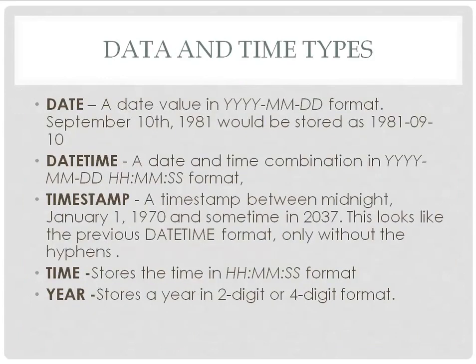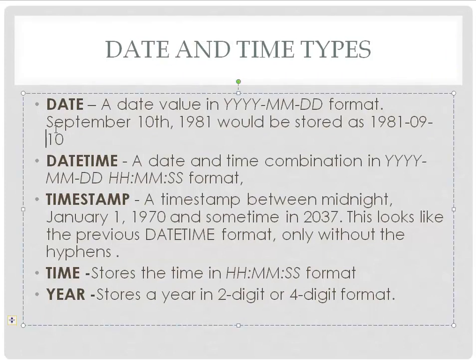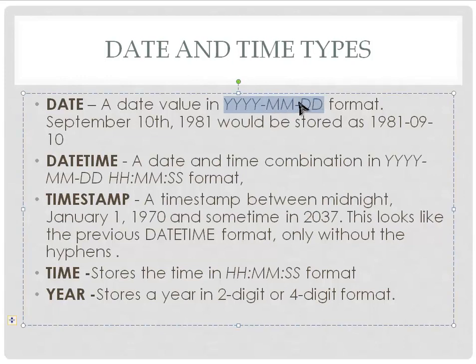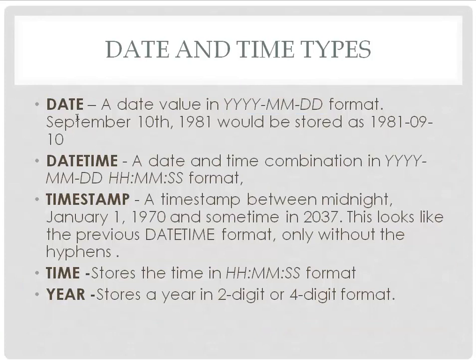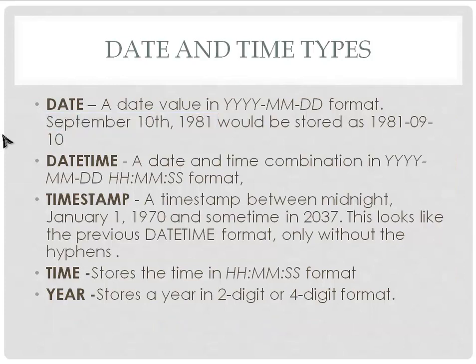Lastly, we have date. I'm sorry, this should say date and time, not data. Date and time types. Alright, so first we have a date, which is a date in this format. So we have the year, month, and day. So September 10th, 1981 would be stored as 1981-09-10. And of course you can use PHP or whatever programming language you're using. You can convert that into a readable date like this. In fact, in PHP, the date function, you can set it up. You can have dates however you want.